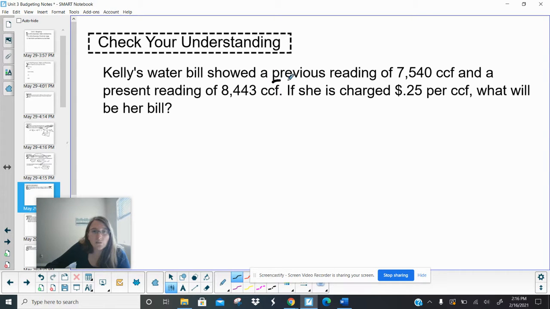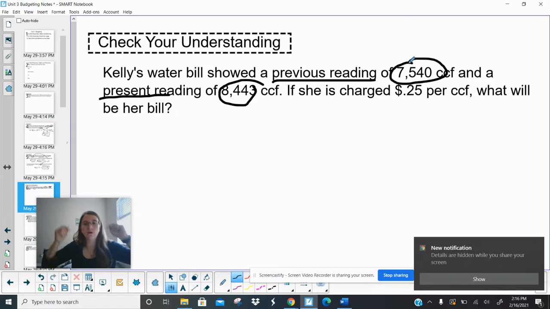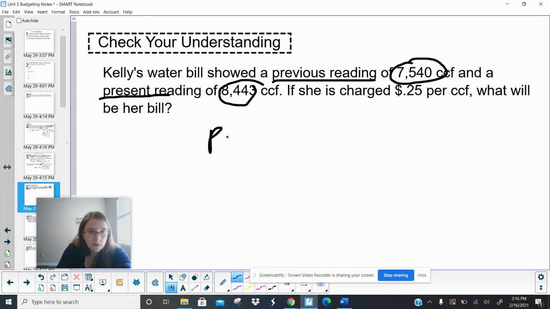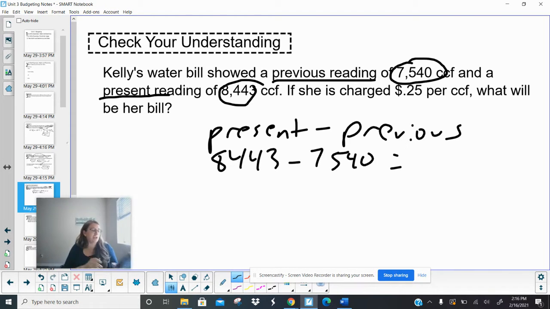Okay, so this is what it showed for the previous reading at the end of last month. And this is what it's showing now. Once again, neither of them is what she actually used. It's the difference between them because the meter does not reset. So I'm going to subtract these two. We have present minus previous, not previous minus present. Present minus previous is 8,443 minus 7,540. So this is how much they actually used.